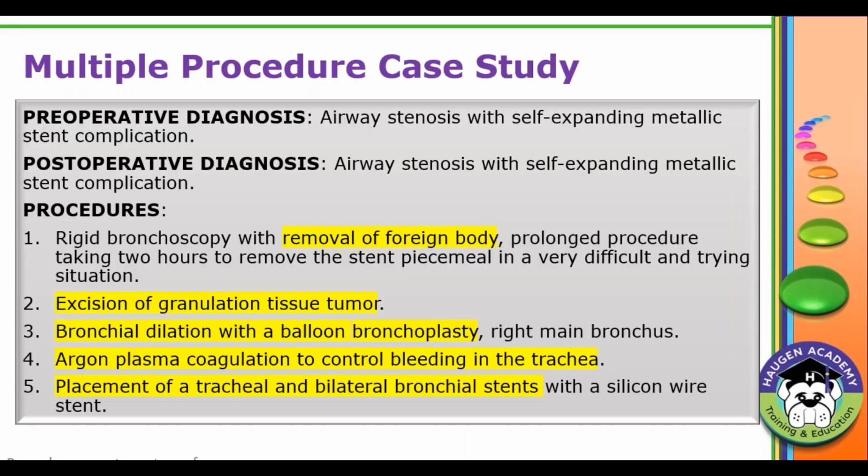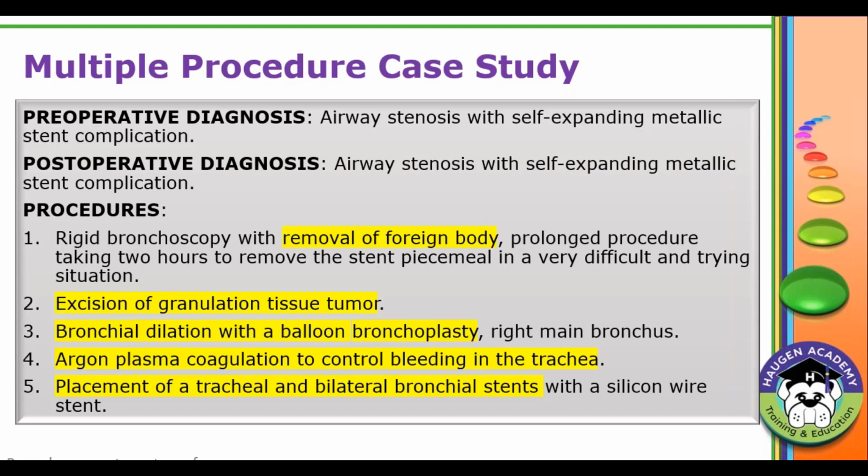to kind of an ugly procedure. This is a multiple procedure case study. This is a patient who has airway stenosis with self-expanding metallic stent complication. And this is several slides long. This patient ended up going through a rigid bronchoscopy with removal of foreign body. I'll tell you ahead of time that that's the stent, the complicated stent. And then he talks about excision of a granulation tissue tumor.